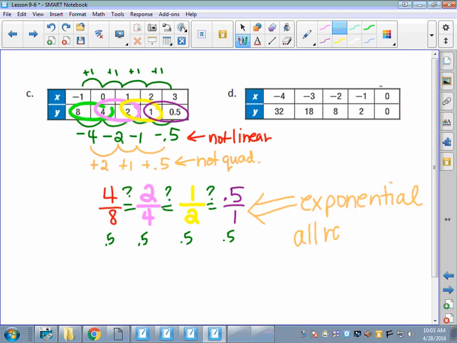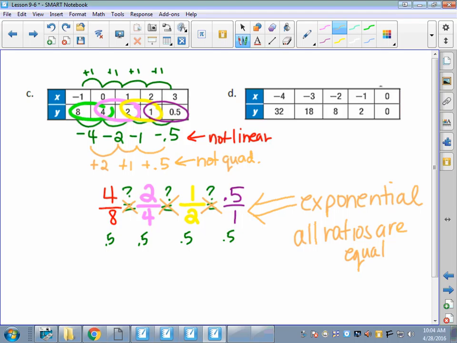All ratios are equal. We could have also set this up where we cross multiplied, like 4 times 4 is 16 and 8 times 2 is 16, so I know those are equal. 2 times 2 is 4, 4 times 1 is 4, so I know those two are equal. 1 times 1 is 1, 2 times 1/2 is 1, so I know those two are equal. So we could check by cross multiplying if you prefer that method.